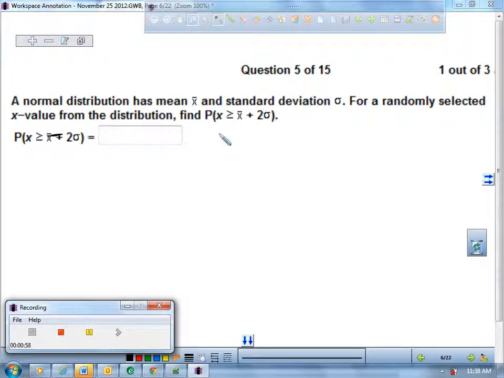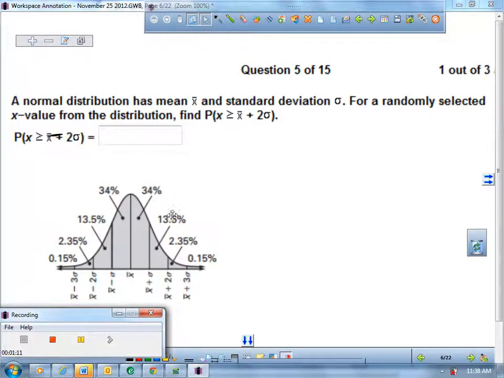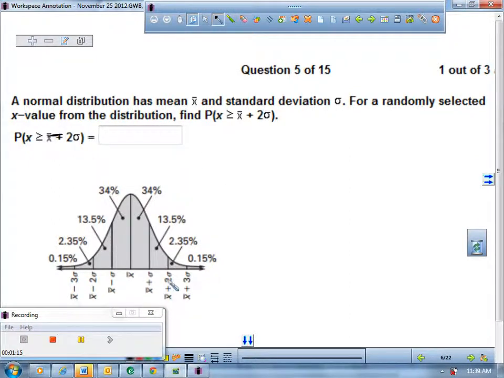Similar type problem. We're looking at probability. In this case, we're looking at the probability of picking an x that's greater than or equal to x bar plus 2 standard deviations. I'm bringing back the bell curve here just so that we have a visual. So we want to pick an x that's greater than or equal to x bar plus 2 standard deviations. We're wanting to pick an x that's greater than this.